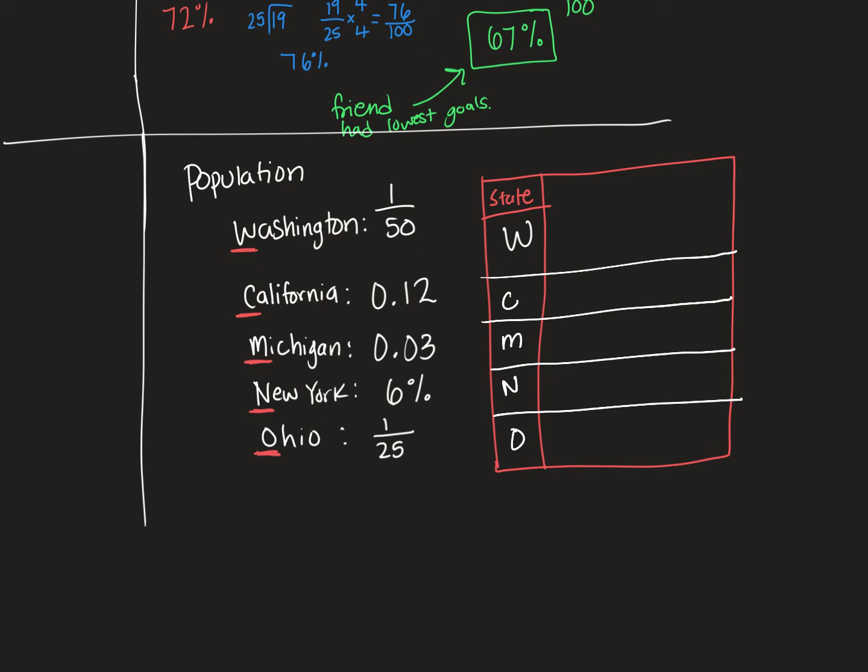And then they want us to write the fraction, the decimal, and the percentage. I'm just going to write the symbol for percentage because I ran out of room. So for Washington, they gave us the fraction. For California, they gave us the decimal. For Michigan, they gave us the decimal. For New York, they gave us the percentage. And for Ohio, they gave us the fraction.